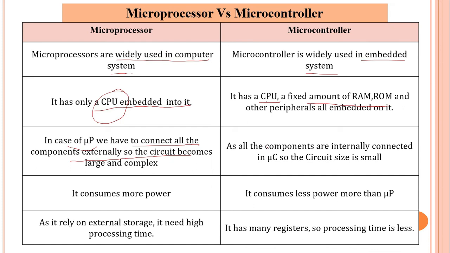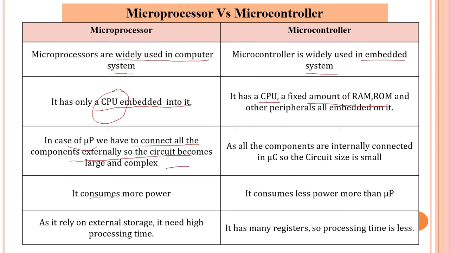But in case of microcontroller, if you use the microcontroller to perform the operations, the required devices will be inbuilt. So what happens? The circuitry size will be less. That is the reason the complexity is reduced in case of microcontroller compared to the microprocessor.